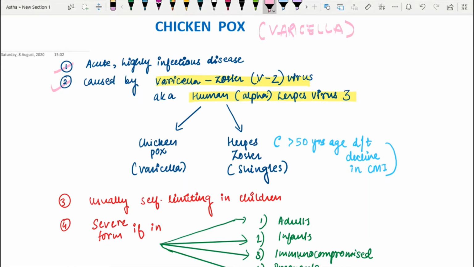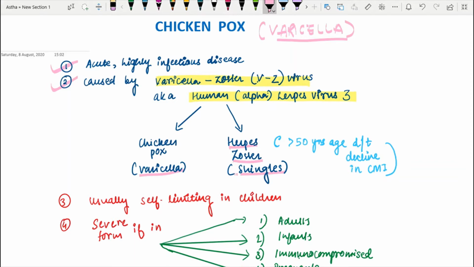Everyone, let us discuss chickenpox. Chickenpox is an acute, highly infectious disease caused by the varicella zoster virus, also known as human alpha herpes virus 3. Now this virus can cause two types of manifestations depending upon the host: chickenpox and herpes zoster. Chickenpox is also known as varicella, whereas herpes zoster is known as shingles.